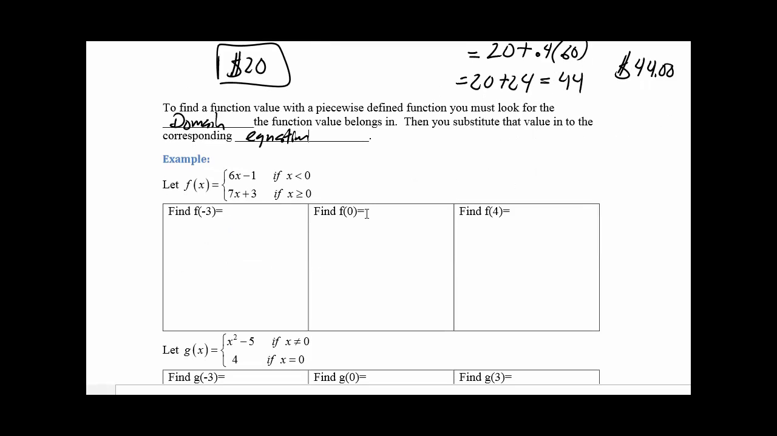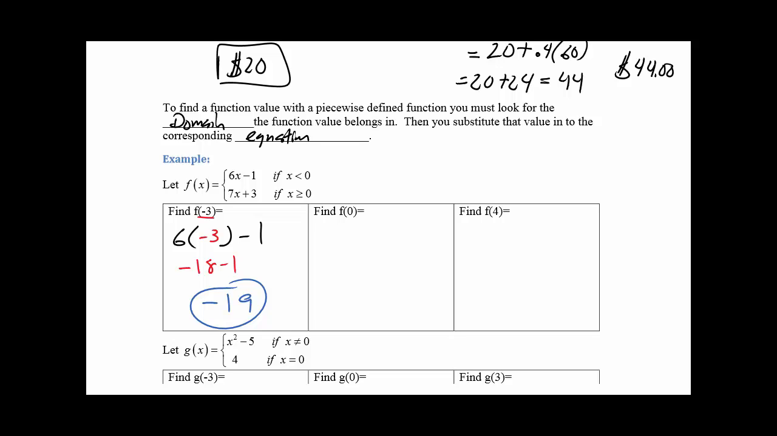Okay, so here we've got some practice. f of negative 3. Alright, so is negative 3 less than 0 or greater than or equal to 0? Hopefully, we got that it's less than. So I want 6 times a blank, minus 1, and I'm going to fill the blank with that negative 3. So negative 18 minus 1, which gives me negative 19. So there's my function value for it.